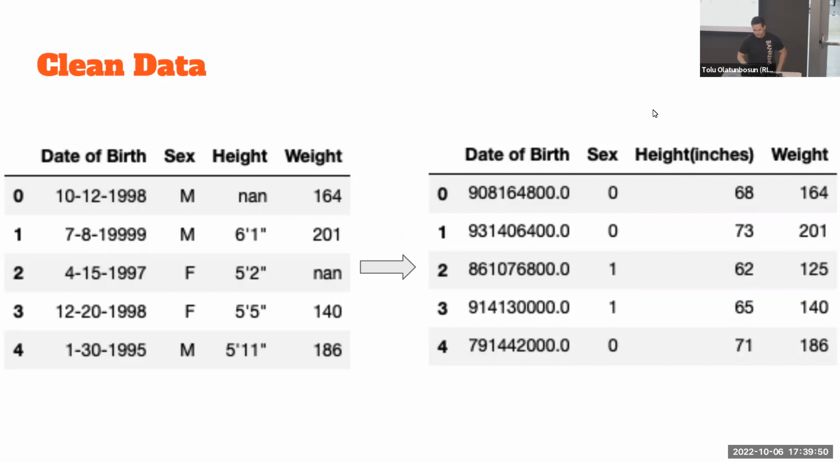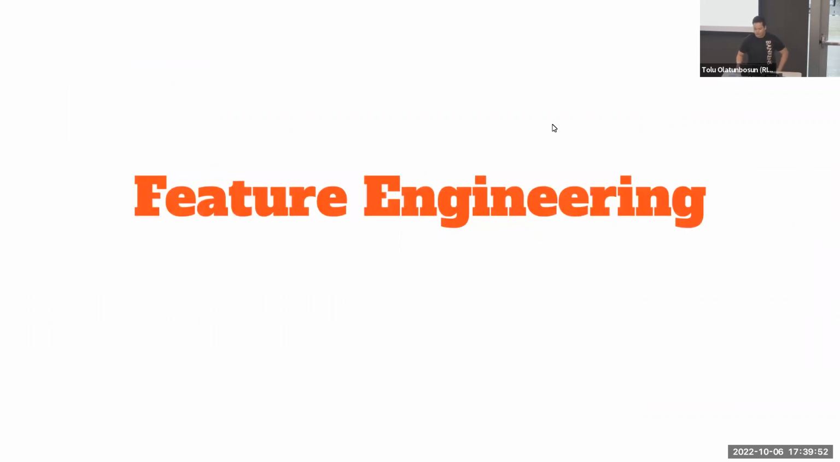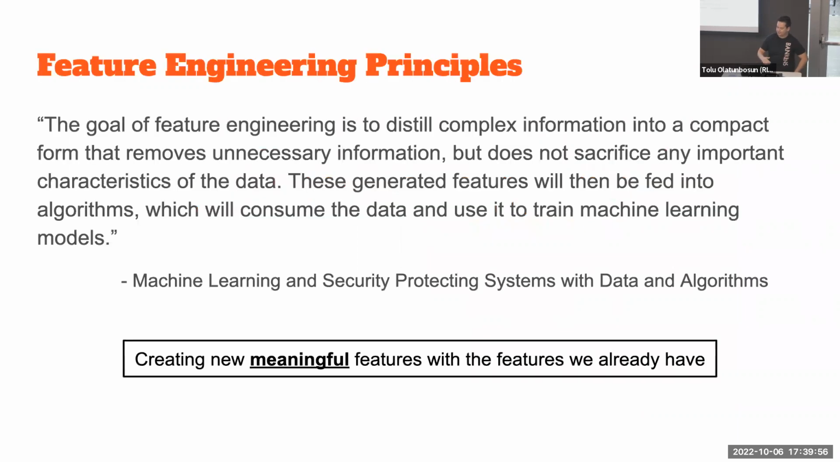So now the data is clean, we can go on to feature engineering. So what is feature engineering? We took this big long quote out of our textbook, but last time I found I can't present and read at the same time, so you can read that. I put a little summary line for myself on the bottom. I would say that feature engineering is creating new meaningful features with the features we already have. So how do we take the information in our data and go further with it?